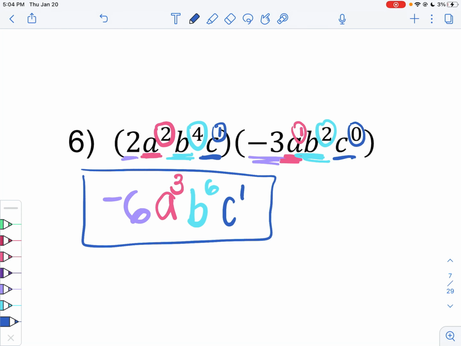Okay, make sure you are only adding exponents with like bases. So you're not going to add the exponents of the a and b, right? We're not adding these together. You're adding the like bases only.